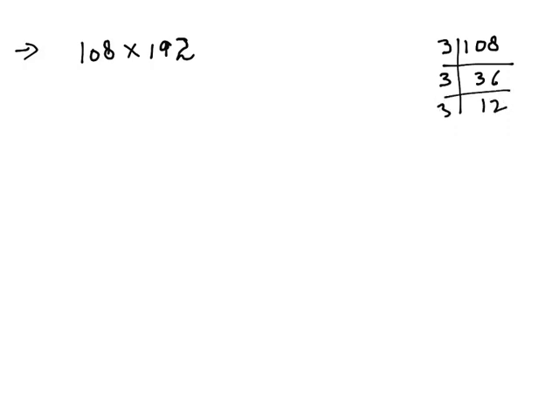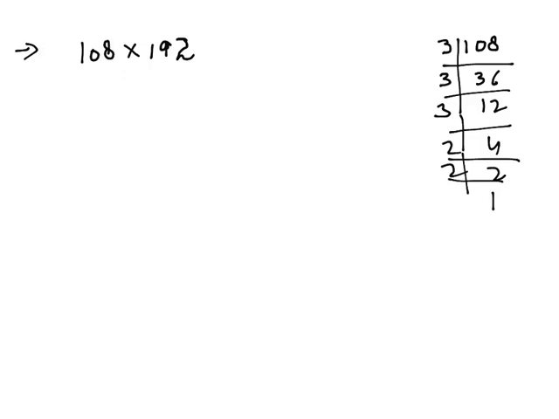The next type of question we have is like if we have 108 times 192, we have to write it in the exponential form. So to solve this question, we will find the prime factors of both the numbers. So let's find the prime factors of 108. It is divisible by 3. It will give us 36, 3, 12, 3, 4, with 2 and 2, 1.